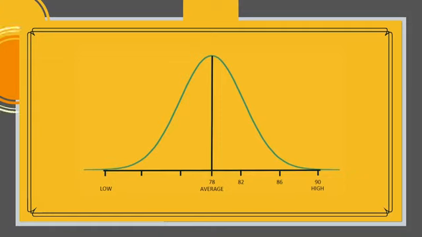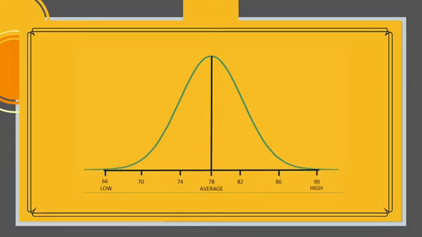Now, for our values sa left side, need naman na isubtract ang standard deviation to our mean. So, 78 minus 4 is equal to 74. So, 74 ang kasunod niya. And then, same procedure hanggang sa dulo. 74 minus 4 is equal to 70. And 70 minus 4 is equal to 66.